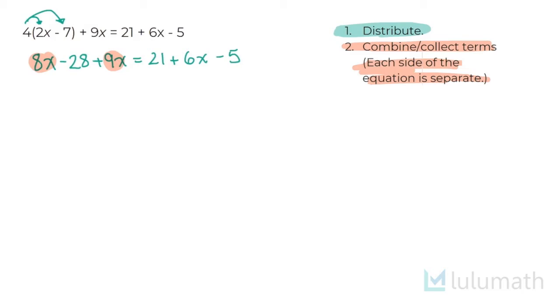So when I put 8x and 9x together, I end up getting 17x. Then nothing is like the negative 28 on the left side. Even though there's a 21 and a negative 5 on the right side, they're not on the same side. So I'm just going to copy down this minus 28 and the equal sign. Now on the right side, I have a 21 and a negative 5. 21 and negative 5 are like terms because they're constants. So 21 minus 5 gives me 16. And then the 6x, nothing is like it, so I'm just going to copy down plus 6x. Now my two sides of my equation are simplified.